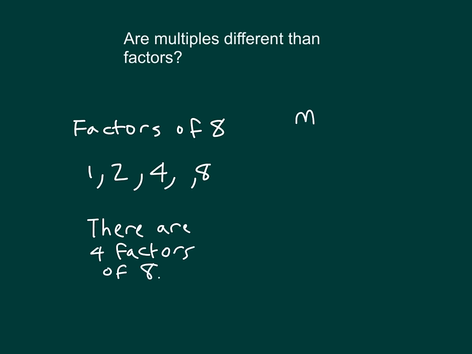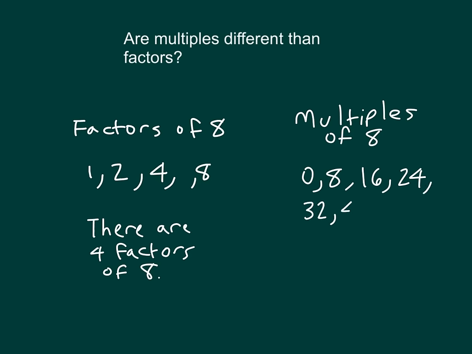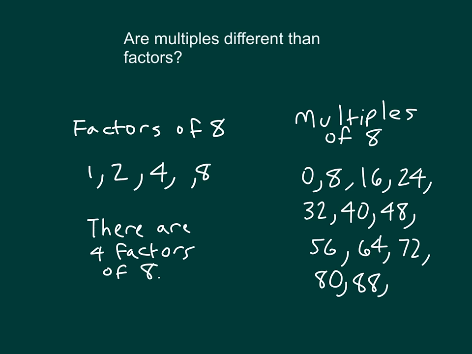Okay, let's think of the multiples of 8. Well, to get the multiples of 8, we count by 8s. See, 0, 8, then what? Right, 16, then 24, then 32, then 40, 48. Wait a second, with our multiples of 8, what happens? Looks like we can go on and on and on. They can go forever and ever. I guess we could say there's an infinite number of multiples of 8. So remember, there is a difference between factors and multiples. Those two terms are oftentimes confused.